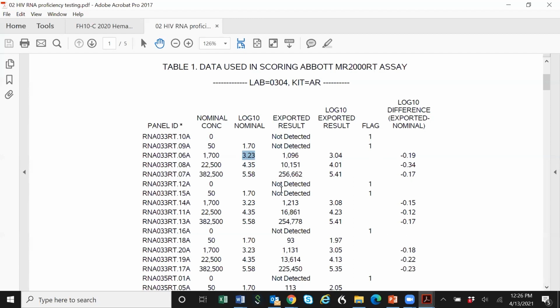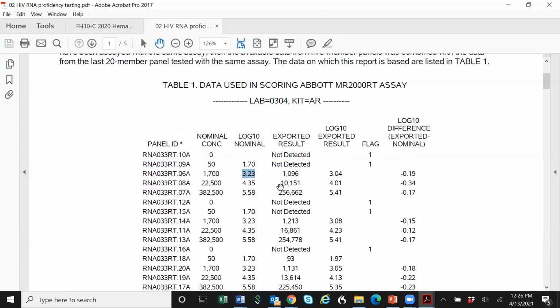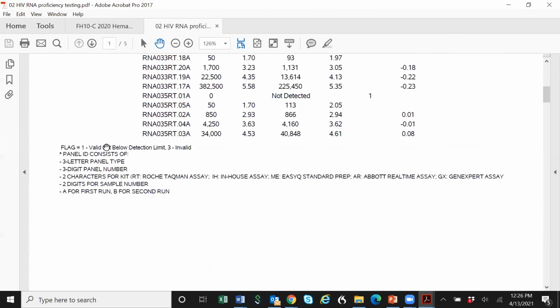So this is how this is set up. On the top here, it says table 1, data used in scoring Abbott MR2000 RT assay. The MR2000 RT, as you know, is the platform. And the kit here is AR. And when you go down, it tells you what AR means down here. It says 2 characters for kit. RT equals Roche-Taqman. IH equals in-house assay. ME equals whatever. AR equals Abbott real-time assay. And GX equals GeneXpert assay.